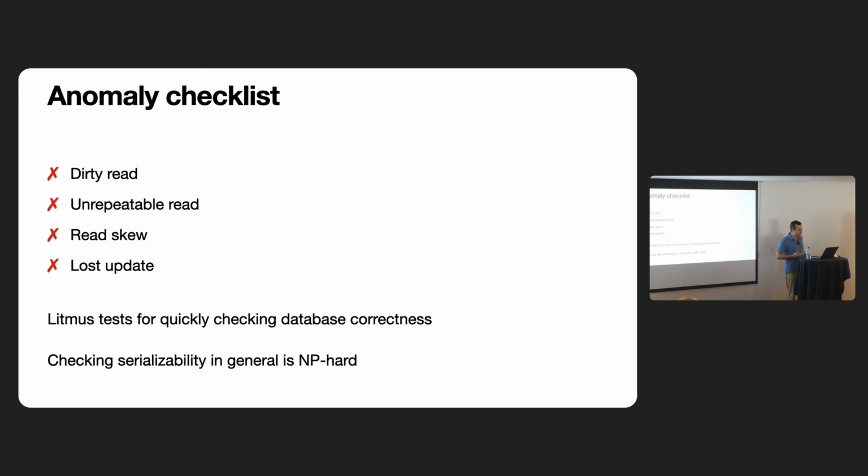Okay, so this is the anomaly checklist so far. So we have these dirty read, unrepeatable read, reads queue, lost updates, and they're all disallowed by serializability. So again, these are like litmus tests for quickly checking database correctness. When there are bug reports, people often say that, oh, we observe unrepeatable read under this isolation level.